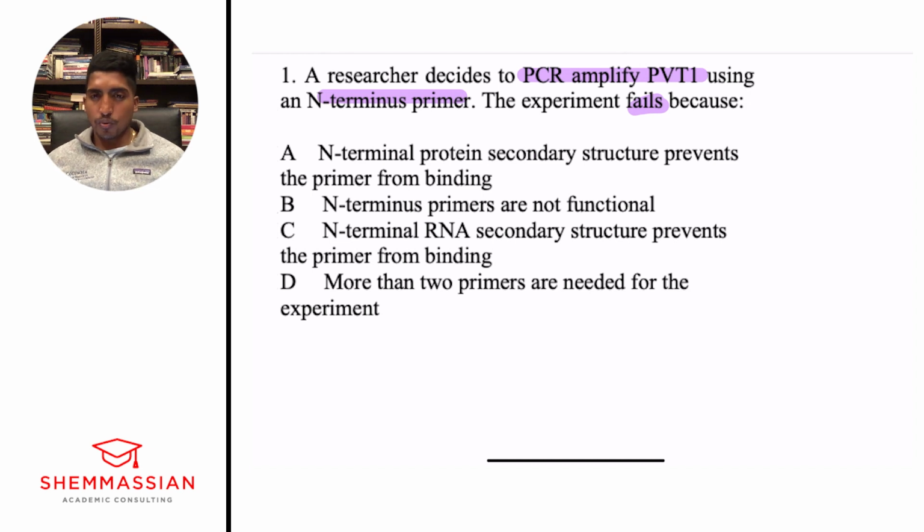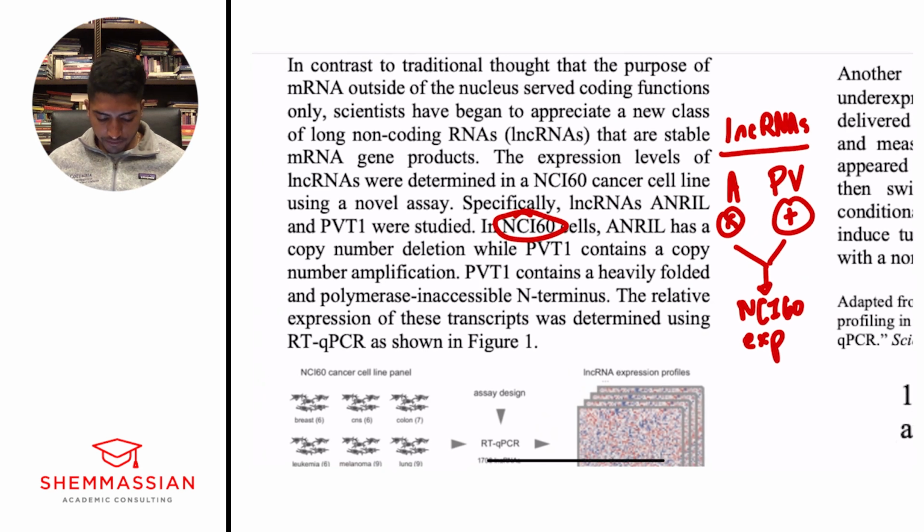And so, what is special about PVT1 and N-terminus primer? We should remember that we read about N-terminus primer in the descriptive paragraph right at the beginning. So we're going to hunt back there, and we see that here is where it talks about N-terminus. I don't expect you to remember the detail of when they talked about the N-terminus. What I do expect you to know is that they mentioned it in the first paragraph, and we can come back to it.